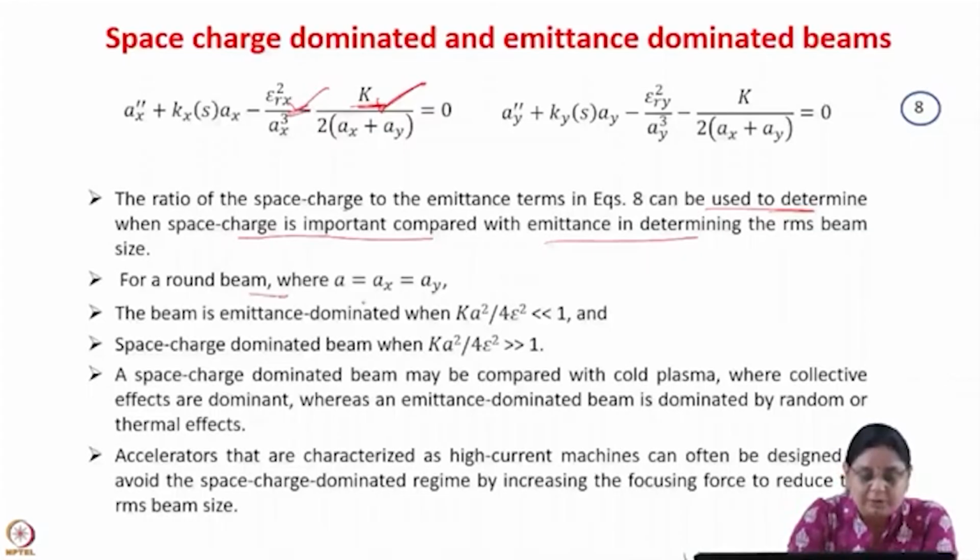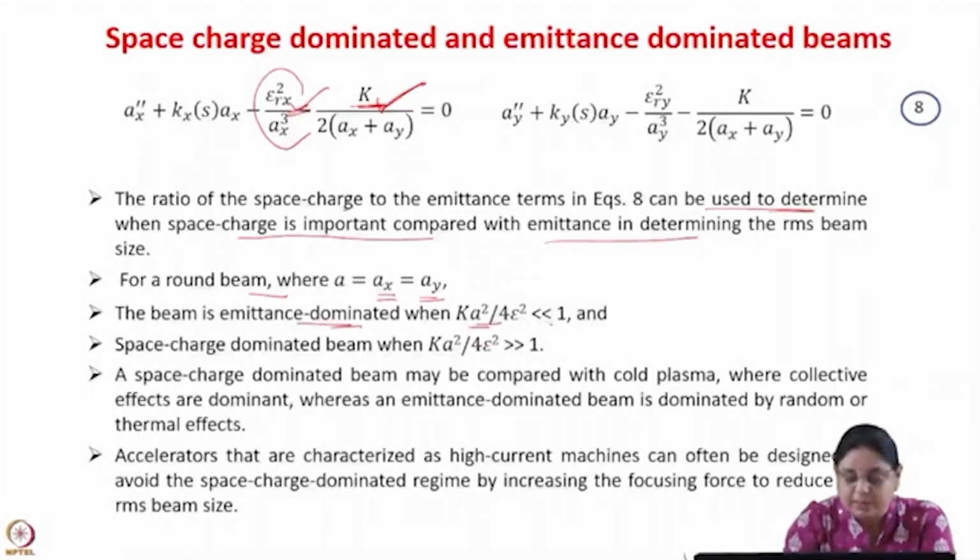Now for a round beam, we can take a = ax = ay. The beam is emittance dominated when this term dominates, that is when Ka²/4ε² is much less than 1, and the beam is space charge dominated when this term dominates, when Ka²/4ε² is much greater than 1.